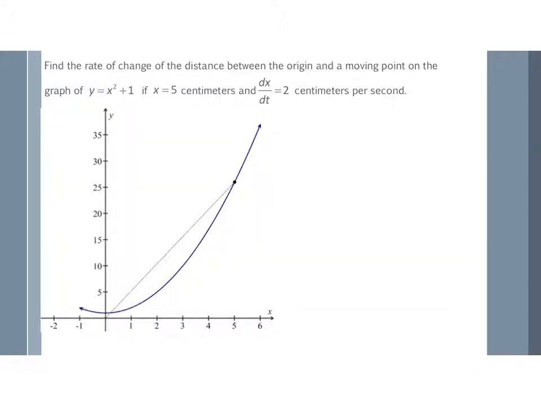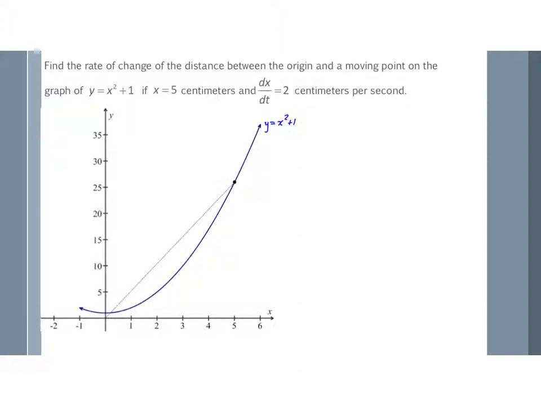Here we're supposed to find the rate of change of the distance between the origin and a moving point on the graph. One thing I want you to notice about this graph is that this point is not fixed. It is moving in time, along a path given by the equation y equals x squared plus 1. Since this point is moving, we can't label it, say, 5 comma something. So how do I find the distance between the origin and this point?